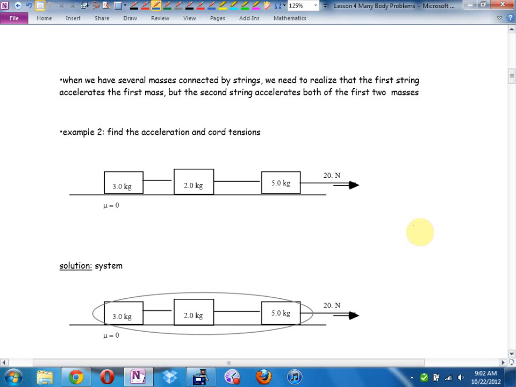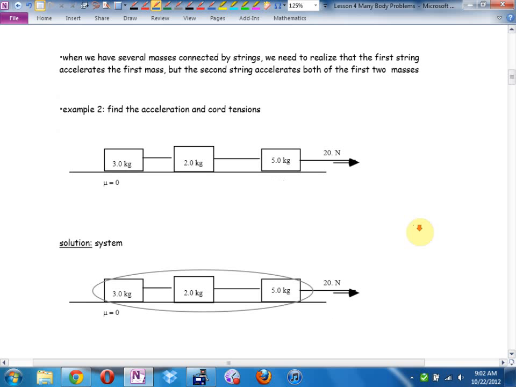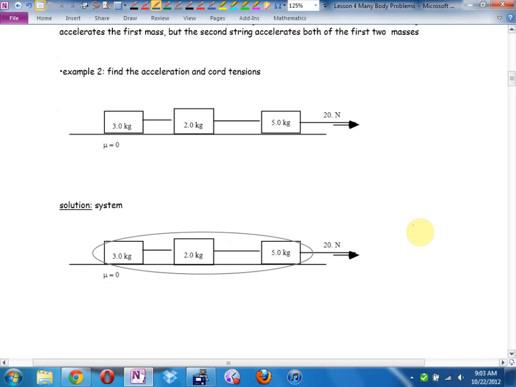When we have several masses connected by strings, we need to realize that the first string accelerates the first mass, but the second string accelerates both of the first two masses. Example 2: find the acceleration and the cord tensions. I guess we'll go M1, M2, and M3. Let's start out with M1.